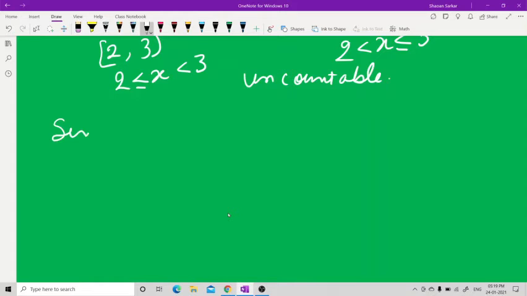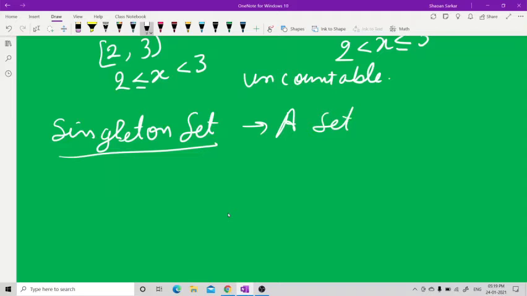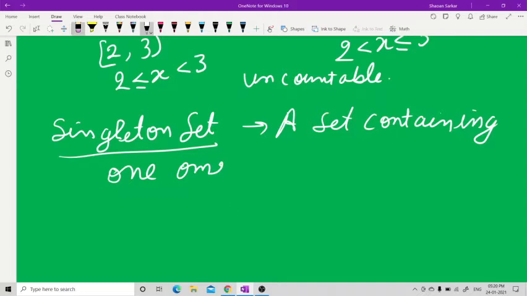Singleton set. Wait a minute, I wrote the spelling wrong. Singleton set: a set containing only one element. Only one element. Example, this is singleton. This is singleton. Even this is singleton.